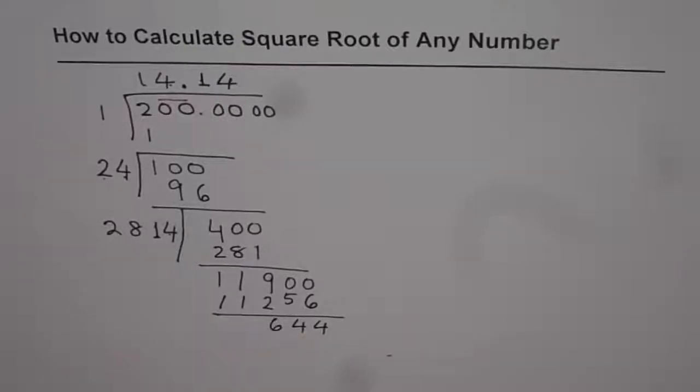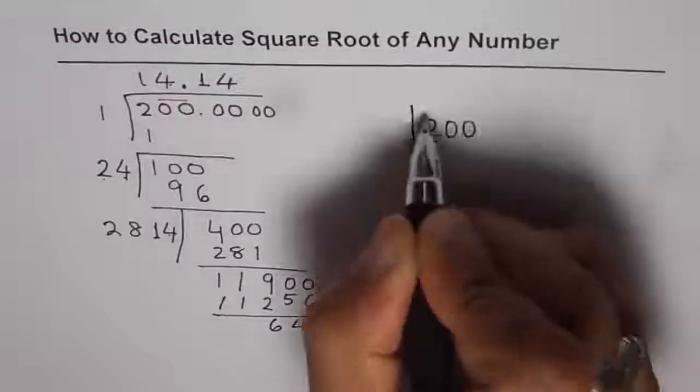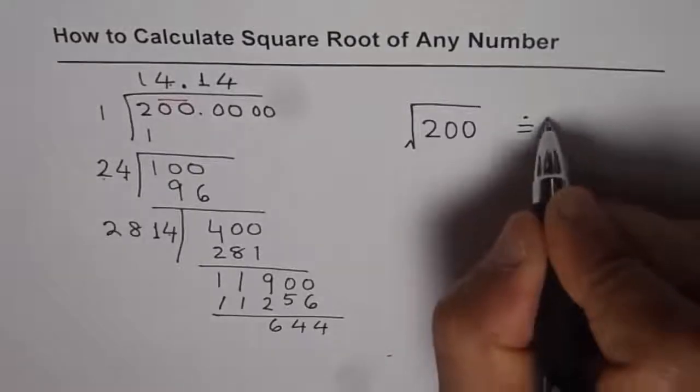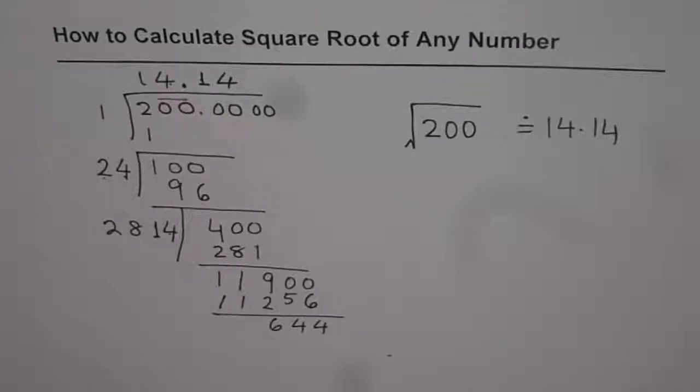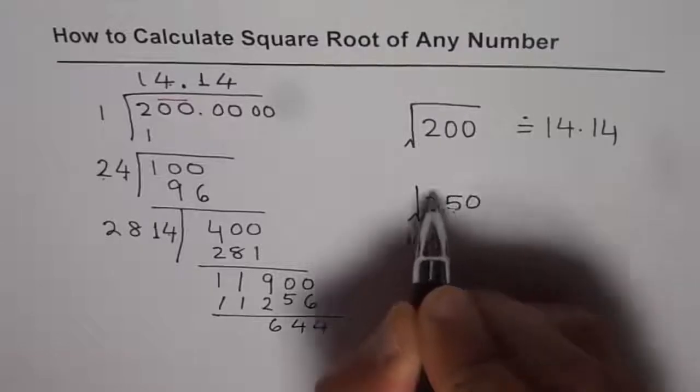That's a remainder. But anyway, the closest we have got for 2 decimal places is 14.14. And therefore we can say square root of 200 rounded to approximately 2 decimal places is equal to 14.14. But I hope you appreciate this special kind of division process by which we can actually calculate square root of any number, right? Try this technique and find square root of, let us say, 350, right?